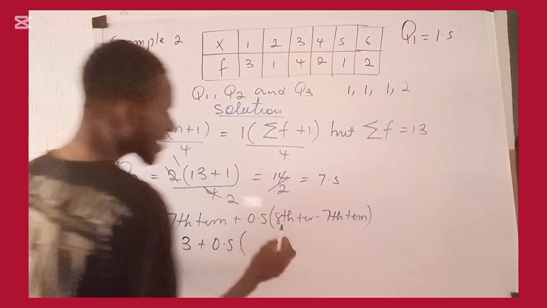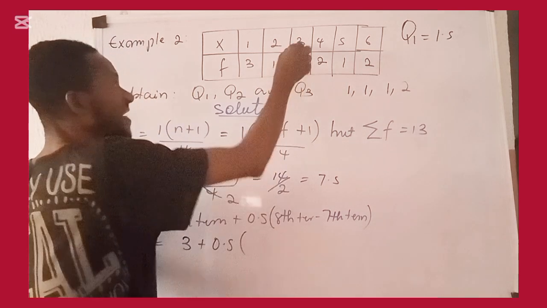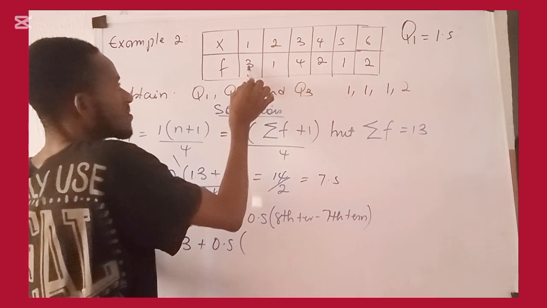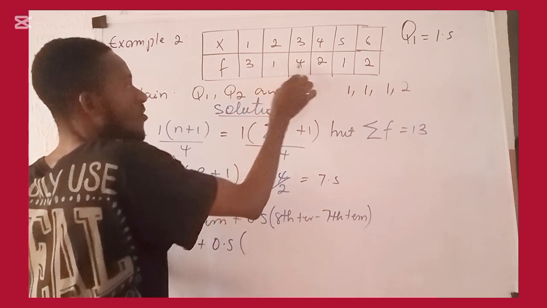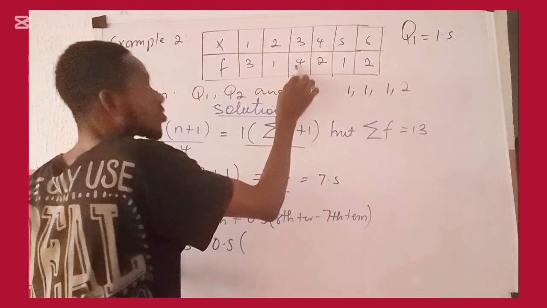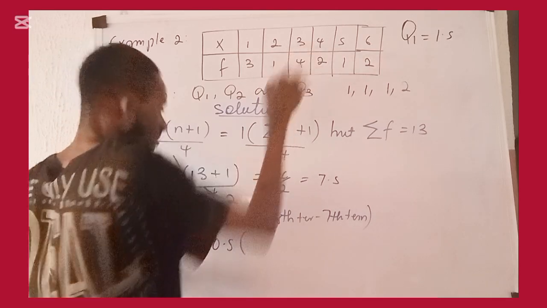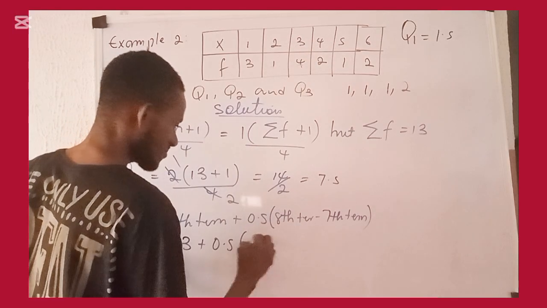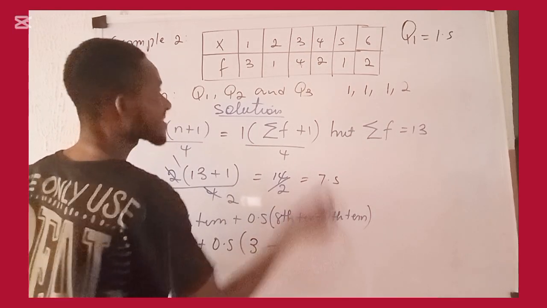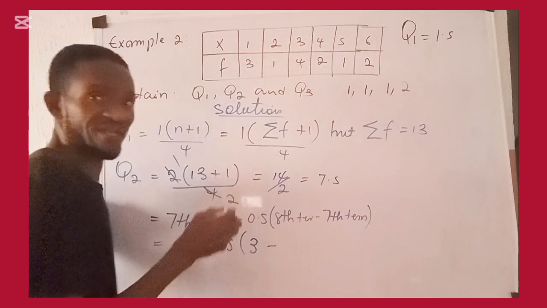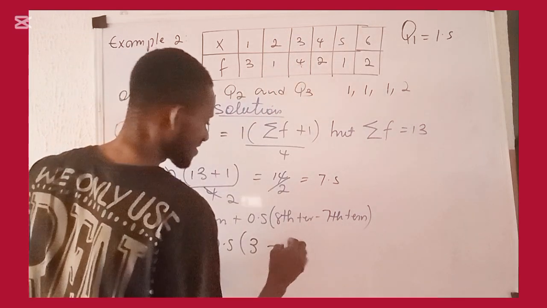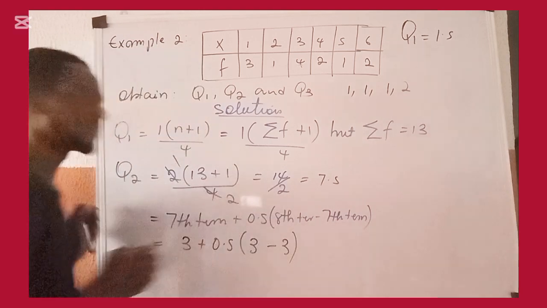Okay? Now, your 8th term still remains this 3. Because when you sum the frequencies, you had 3 plus 1 is 4, plus 4 is 8. So the 8th position is equally referring to this 3. So you have this 3 here, minus. The 7th position is equally 3 there, because this 3 occurred 4 times. So you still have this thing to be 3. You close it.